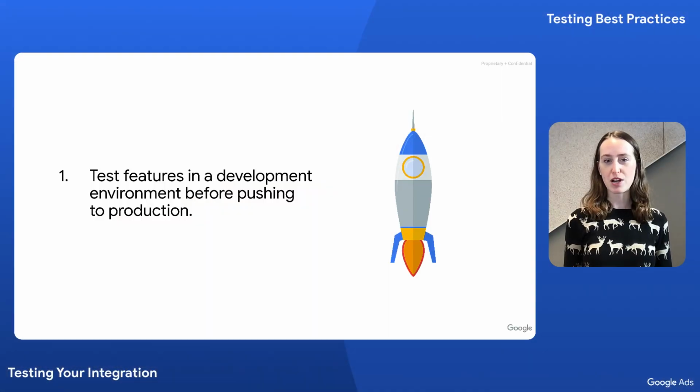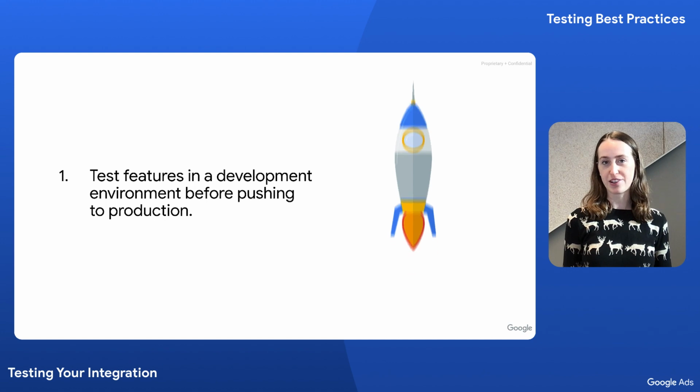Best practice number 1 should go without saying, but it's an important one, so I'll say it anyway. Test your changes in a development environment before pushing them to production. Putting your changes through a development environment will help ensure your new code is behaving as expected and without any unintended side effects or unhandled failure scenarios.